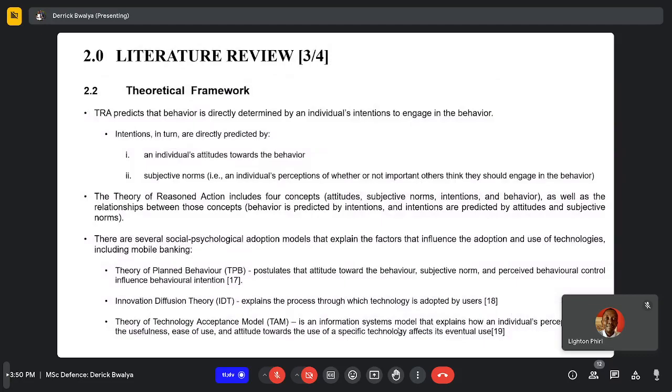What is our theoretical framework? To begin with, TRA, which is the theory of reasoned action, predicts that behavior is directly determined by an individual's intention to engage in the behavior. Intention itself, which is one of the constructs of TRA, is directly predicted by an individual's attitudes towards that behavior and the subjective norms. The theory of reasoned action includes four components: attitude, subjective norms, intentions, and behavior, as well as the relationship between those constructs. There are several other social psychological adoption models that explain the factors that influence the adoption and use of technologies. These are the theory of planned behavior, the innovation diffusion theory, and also the technology acceptance theory.